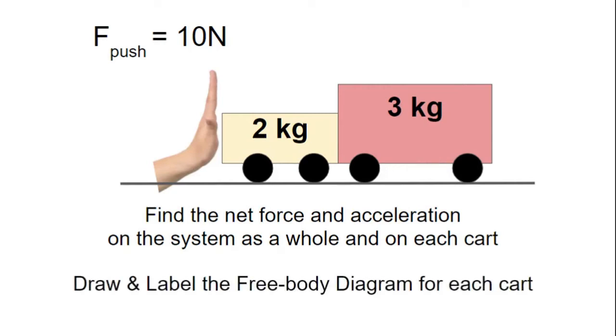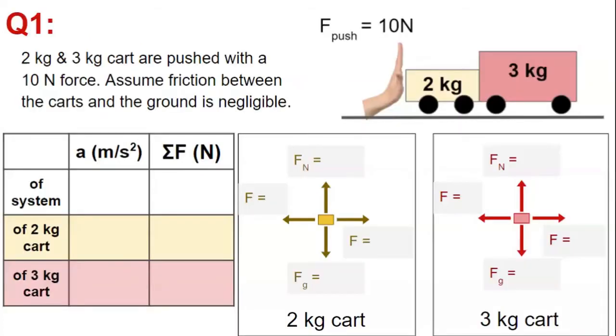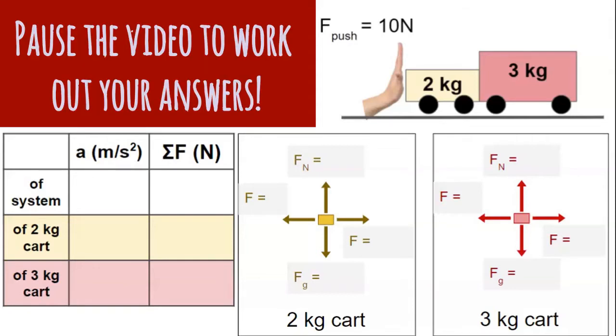We will be drawing and labeling free body diagrams for each cart. Take a moment and pause the video. See if you can fill in all of the information on this slide. Use the chart on the left to calculate the acceleration and the net force on the system as a whole and on each of the carts. Then draw a free body diagram for the 2 kilogram and the 3 kilogram cart. You may or may not use all of the arrows that are shown here.